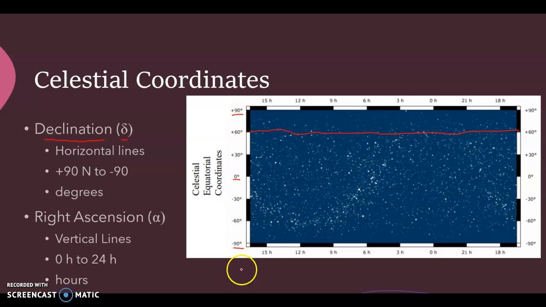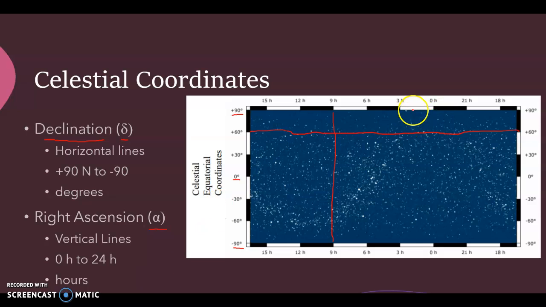So instead of north and south, we have a plus and a minus, but it's still in degrees, still has the same range for numbers, and still even has a 0 value for halfway through. Right ascension is going to be the vertical line. That's represented by the Greek letter alpha. So the vertical line, right, is running from top to bottom. This is a little bit different because the units of measurement are 0 to 24 hours. So hours is the unit that's used to measure right ascension.